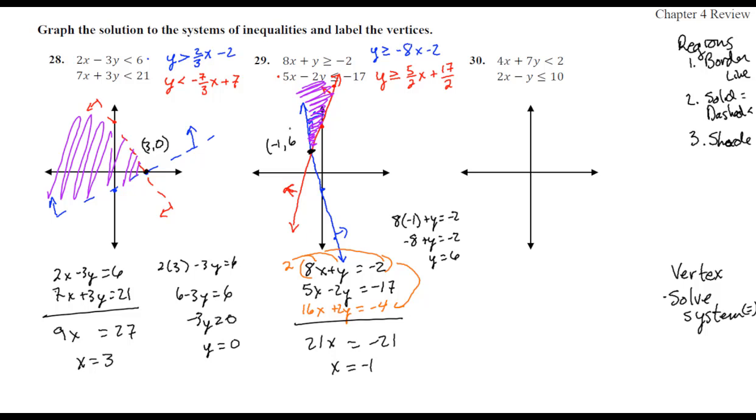Negative 1, 6. I don't think the non-straightness of my lines, I was a bit off. But hey, that's in the same area. That's good. All right, let's move on to number 30.